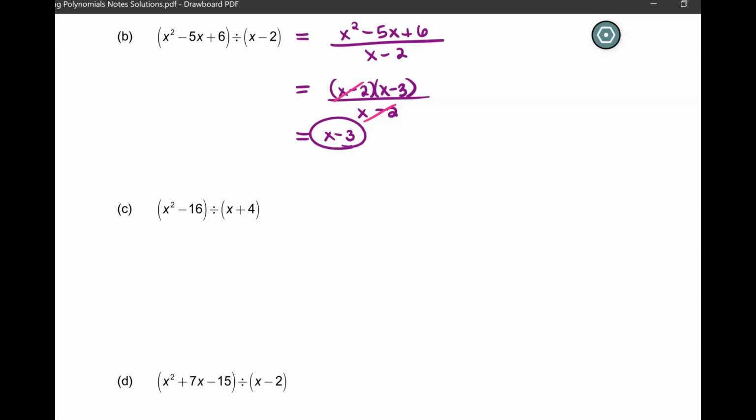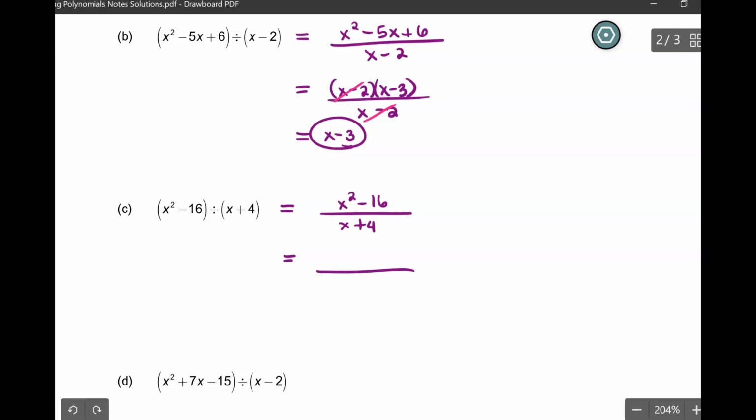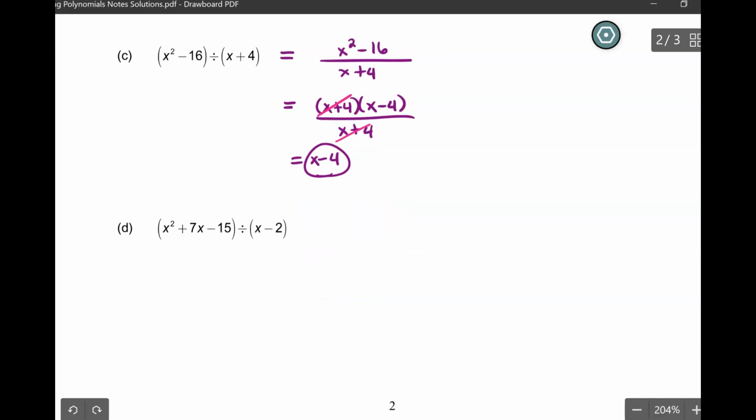Okay. Next one, we have x squared minus 16 divided by x plus 4. We can see x squared minus 16 is the difference of two squares, so that's going to be x plus 4, x minus 4, all divided by x plus 4. We can see the x plus 4s are going to cancel, and we're left with x minus 4. Very straightforward, guys. Okay.